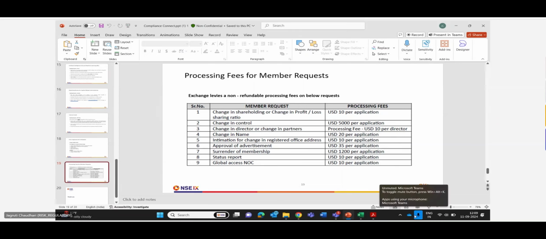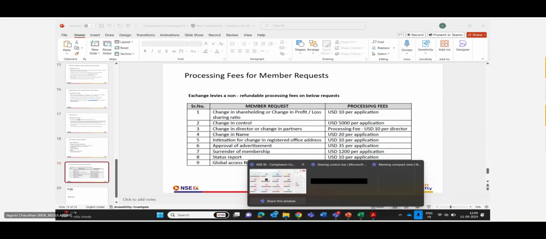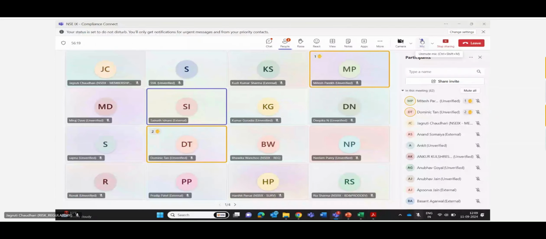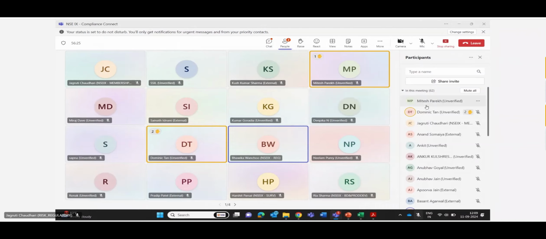Let me take that. See, this happens to be an international financial services sector where all the transactions are permitted only in non-INR. So currently, all our transactions are happening only in dollars. That's the reason why all the penalties are prescribed in dollars.